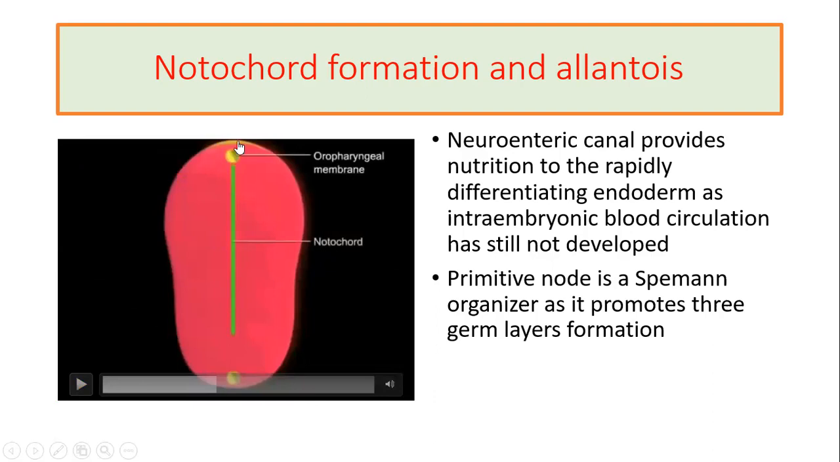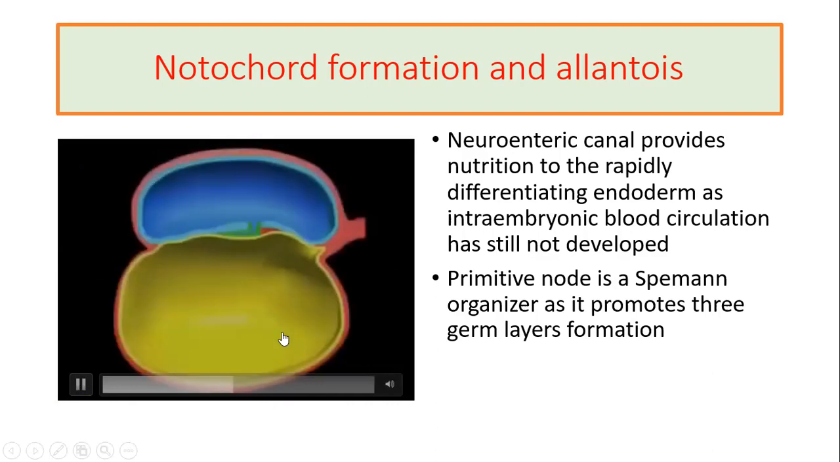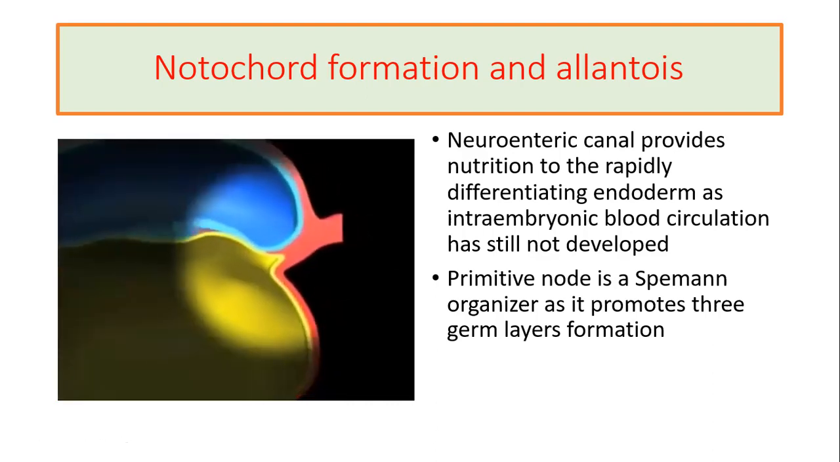Now this primitive node is acting as a Spemann organizer as it promotes three germ layer formation. And this notochord is found as a remnant in adults in the form of the nucleus pulposus and the apical ligament of the dens. And the ectoderm overlying this notochordal process will be induced to form the neuroectoderm or the neural plate.